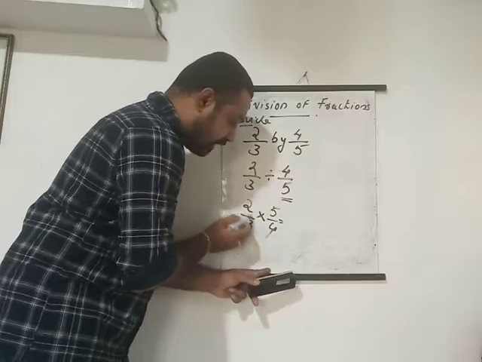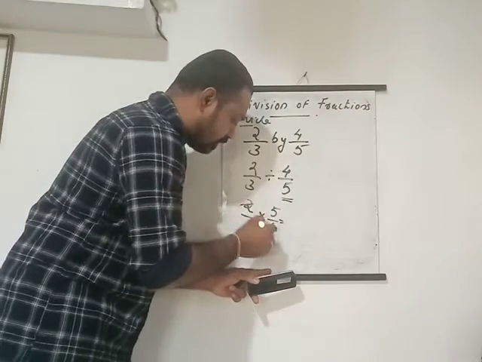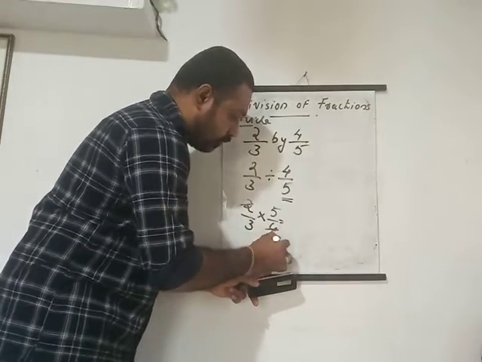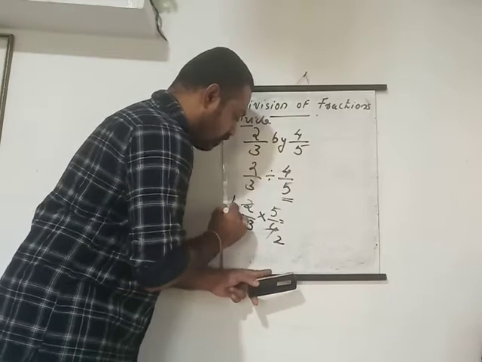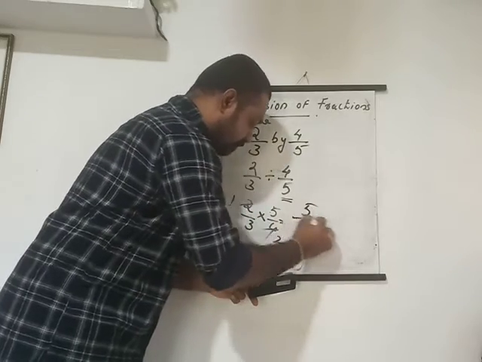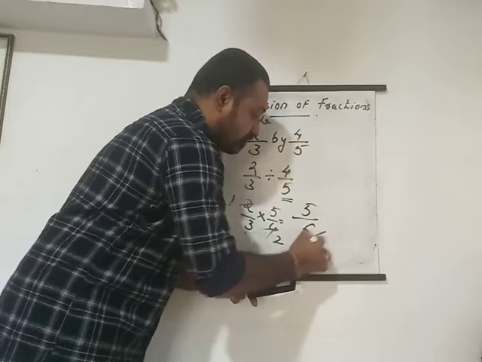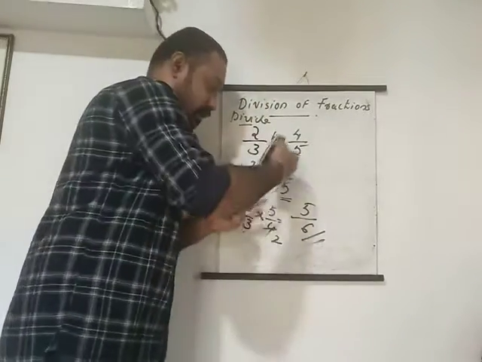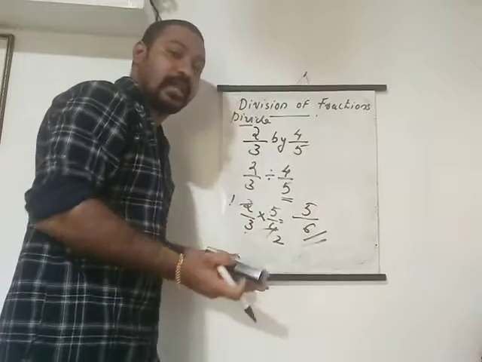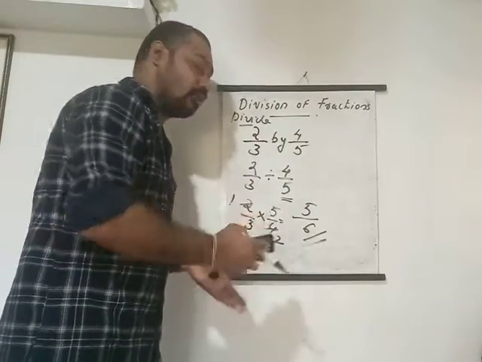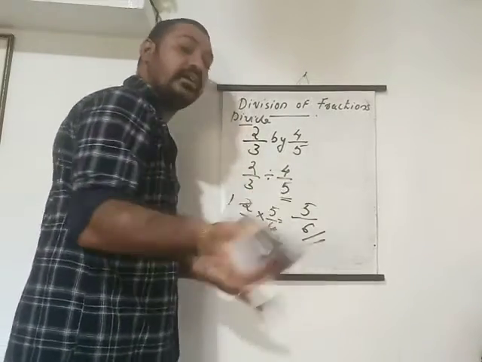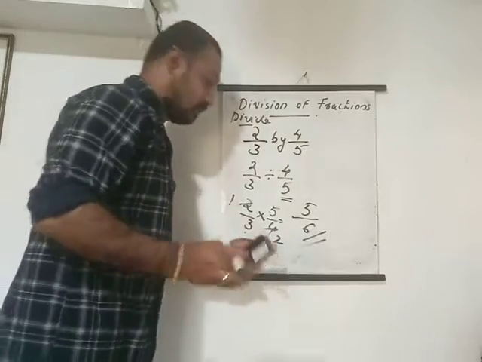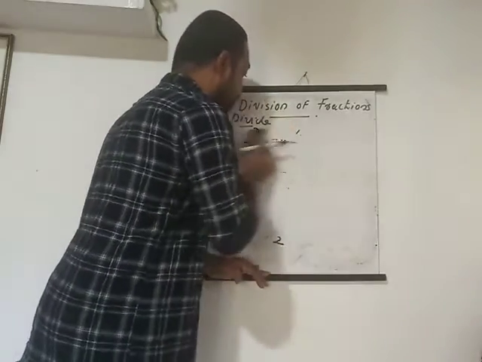Then we can cut here, isn't it? 2 with the 4. Then here 2 we will get, and here 1 only. So 1 into 5 is 5, then 3 into 2 is 6. This is the answer. Simple. 5 by 6. Understand? After that, everything is the same as multiplication. We just take the reciprocal of the second one and then multiply it. That is the answer. I will show one more example.